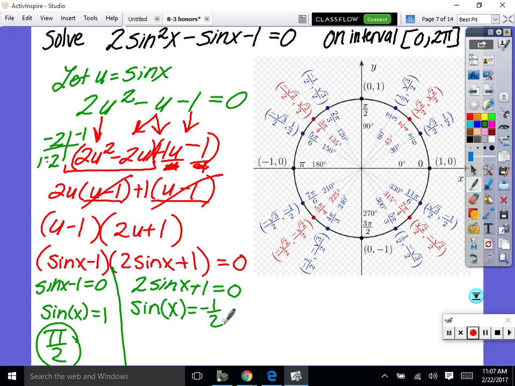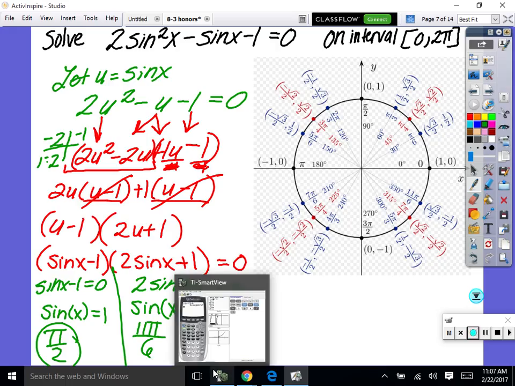Okay, so it's got to be negative 1/2, so you were on the right track. Negative 1/2. And it's y, right? 11 pi 6 is one of them. Very good. 11 pi 6 is one of them. And then anywhere else? Oh, right there. And 7 pi 6. And there's our other solutions.